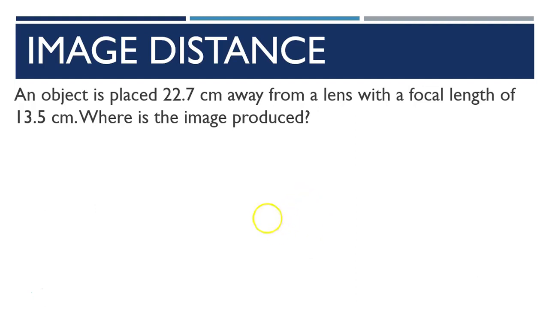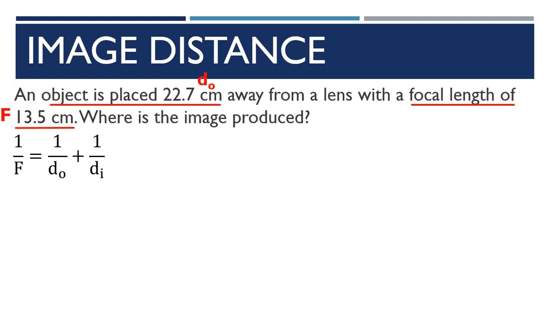And now we're looking for image distance. An object is placed 22.7 centimeters away from a lens with a focal length of 13.5 centimeters. Where is the image produced? Okay, object is placed 22.7 centimeters. That's our DO, our object distance. A focal length of 13.5 centimeters. That's our F. Where is the image produced? We're looking for DI.